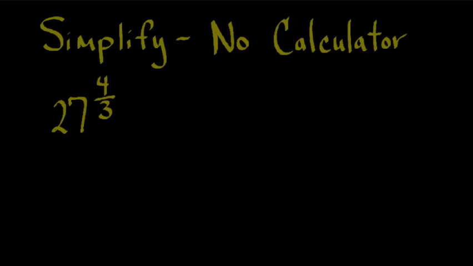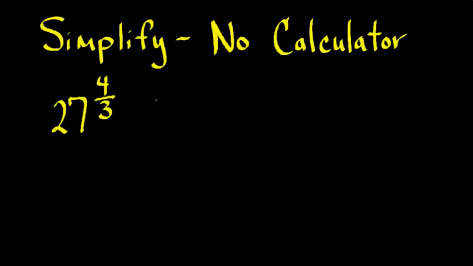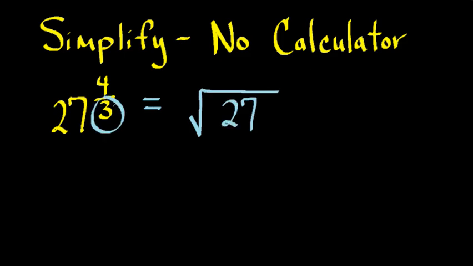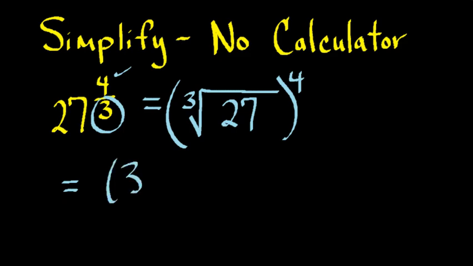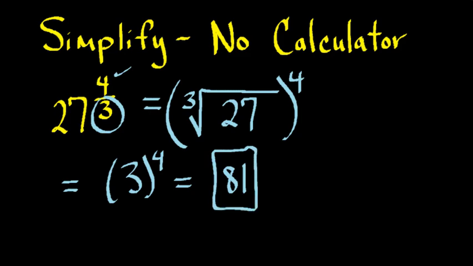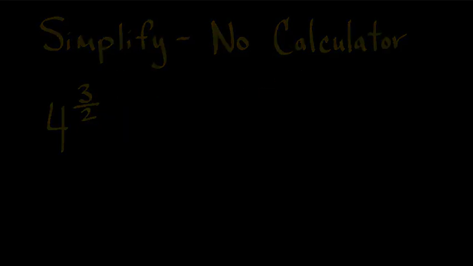Next, let's work out 27 to the 4/3. Again, we will write the 27 under the radical. This time, since 3 is in the denominator, we will be taking the cube root, and I'm going to do the 4th power on the outside. So the cube root of 27 is of course 3, since 3 times 3 times 3 is 27. And then 3 to the 4th, 3 times 3 times 3 times 3 is 81. So this is the final answer to this problem.